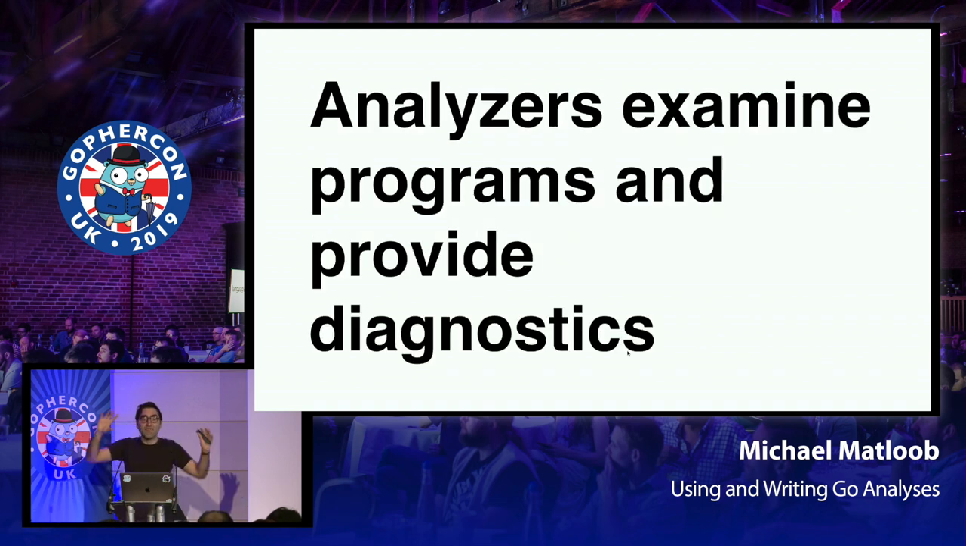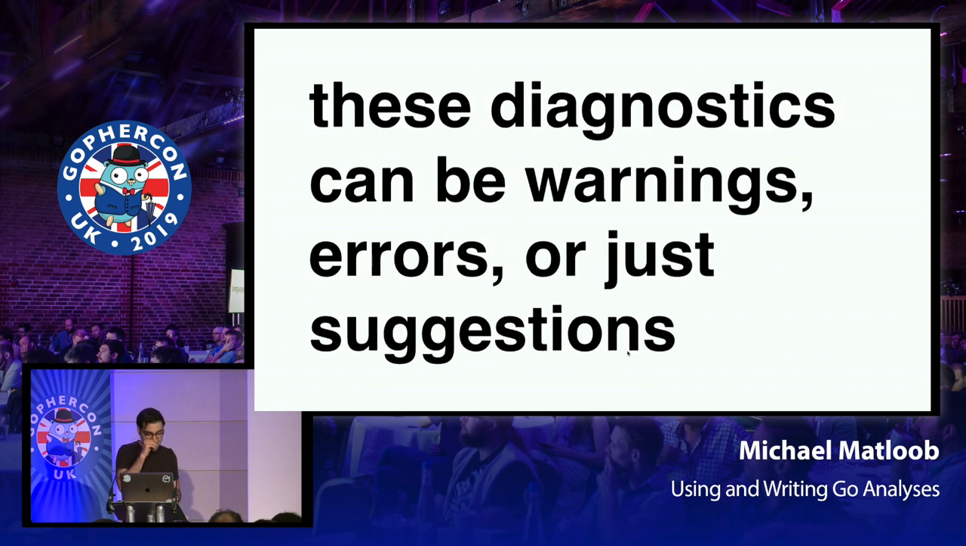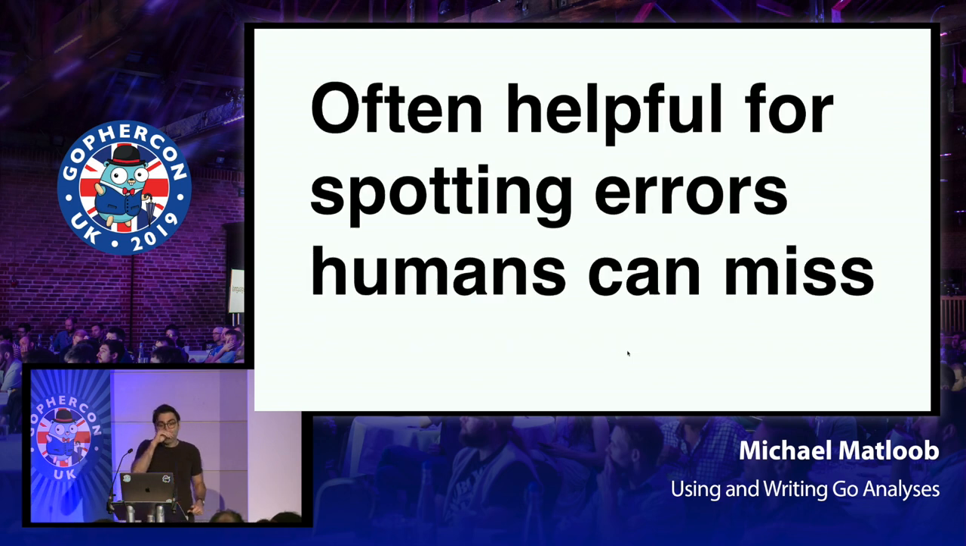And this feedback is what we call a diagnostic. And a diagnostic, again, like I said, can be anything. It can be lint errors, it could be severe bugs, and anything in between, just anything that you can use while you're writing your code to make it better. I think they're really useful because they can spot errors that humans can miss.